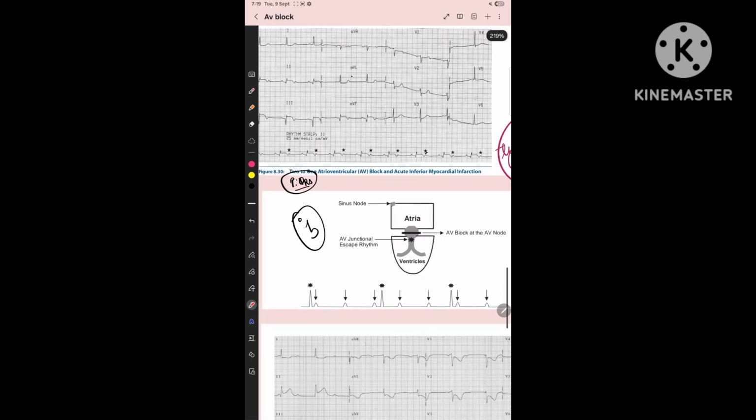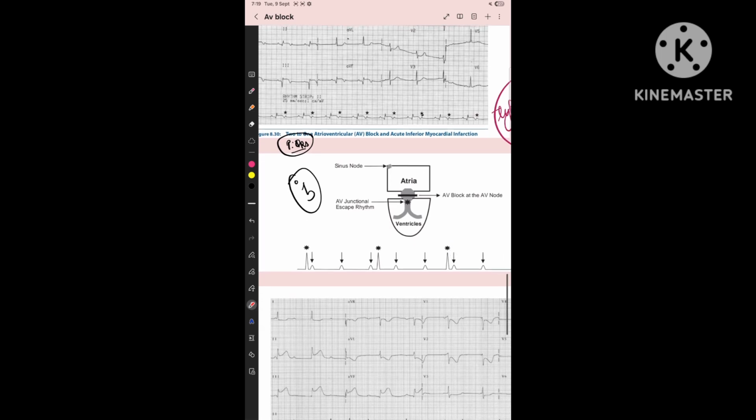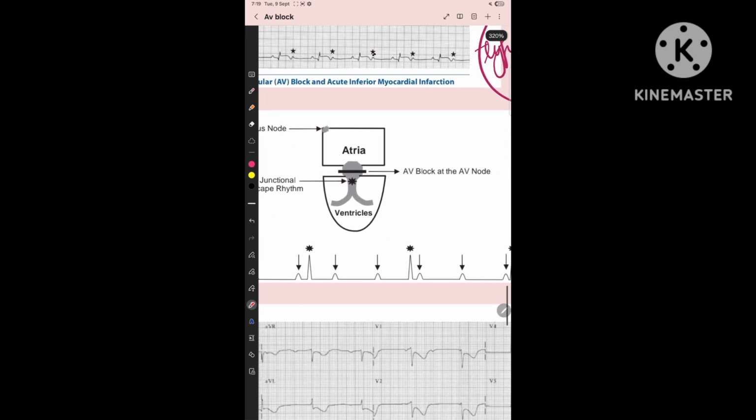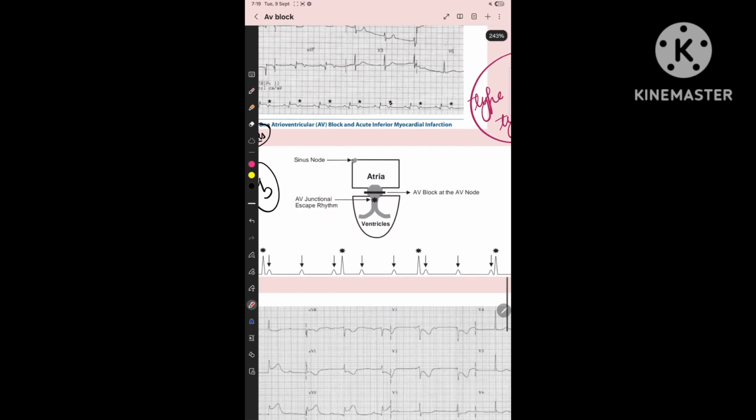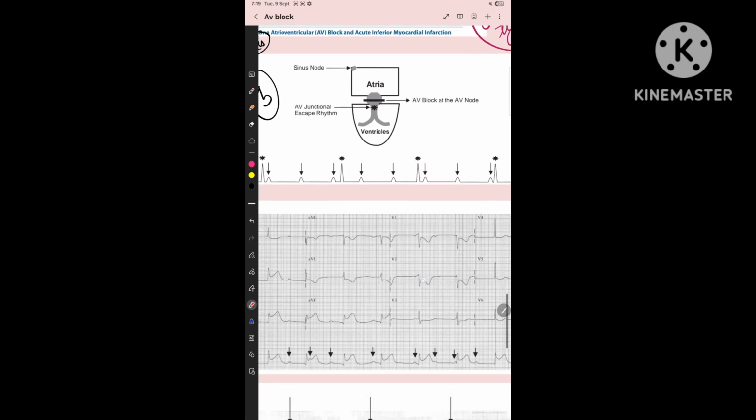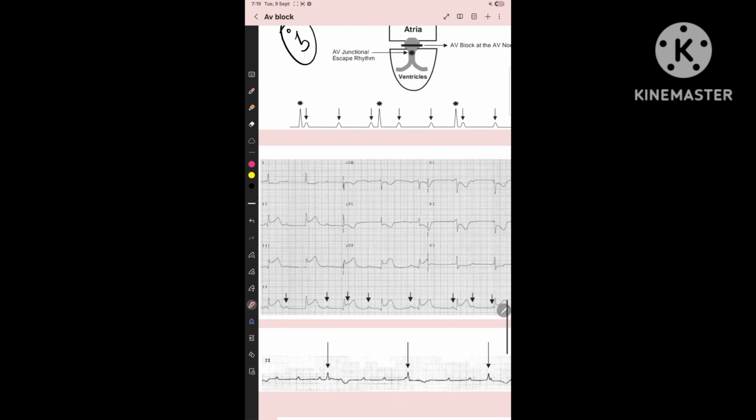In this, the atria will be beating at their own rhythm, at their own pace, and the ventricles will be beating at their own pace. There will be AV dissociation, and there will be differences in all the PR intervals. This is P, this is P, this is P, this is P, this is R, this is R. The R will be the same and P will be the same, but there will be no relation between the P and the R. We'll study this by an ECG.